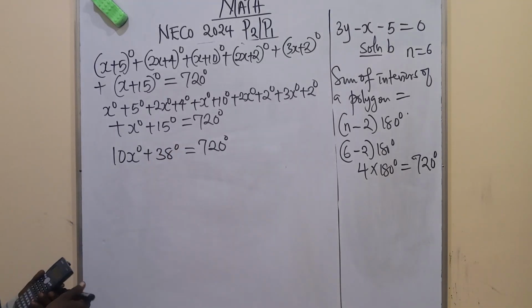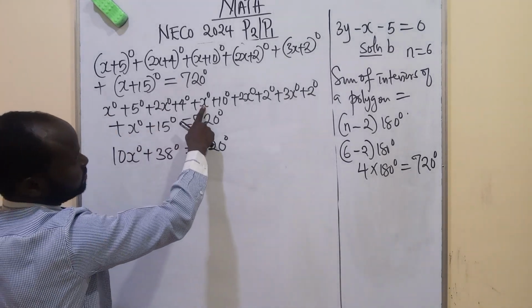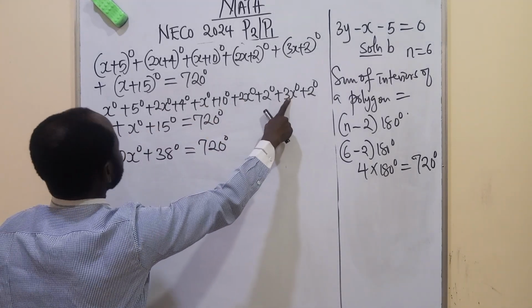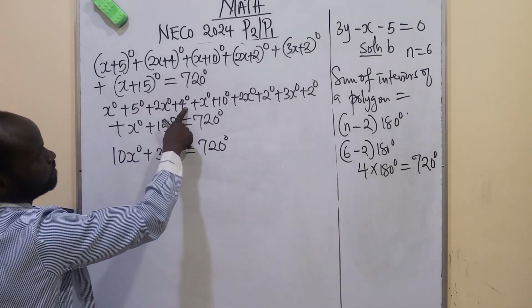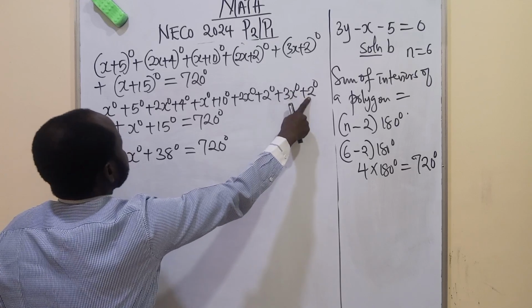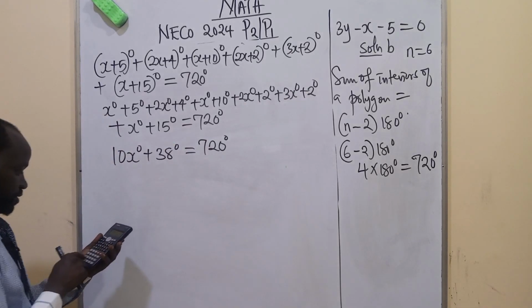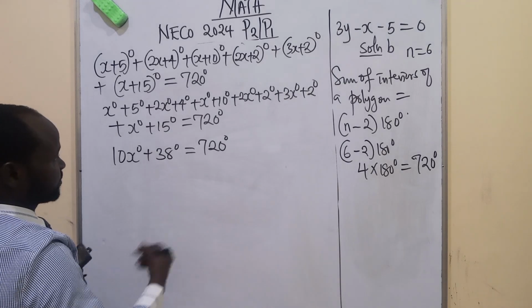Let's still verify to be sure. x plus 3x, 4x, 6x, 9x, then 10x. Yes, it's correct. This is 9, 19, 21, 23 plus 15. 23 plus 15, that's 38. Yes, we are there. We are correct.